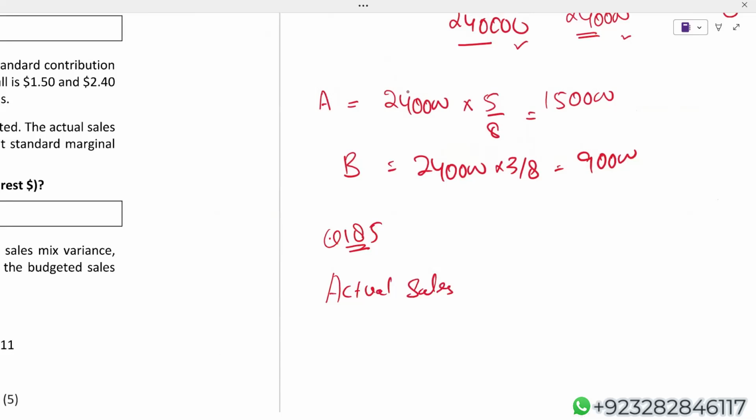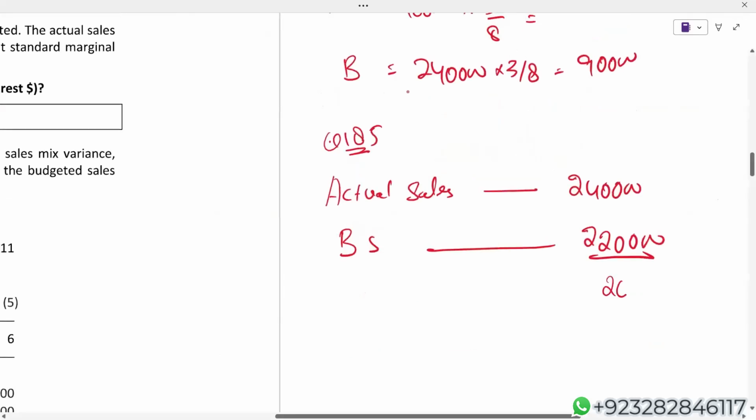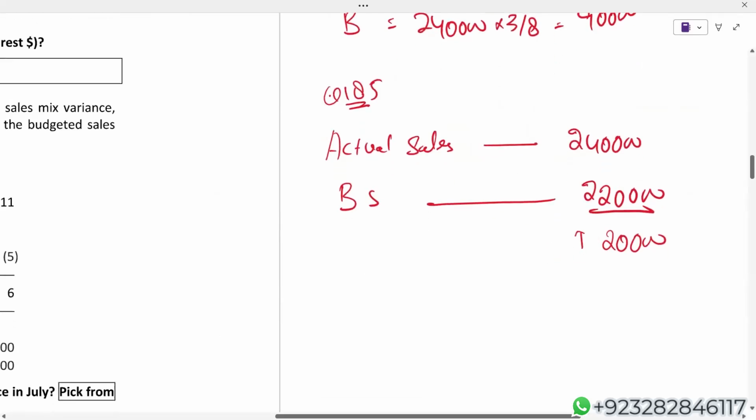Actual sale is 240 units. Budgeted sale is 220. So the organization has managed to sell how many units more? 20. All we need is to multiply this 20,000 with the weighted average standard contribution per unit.